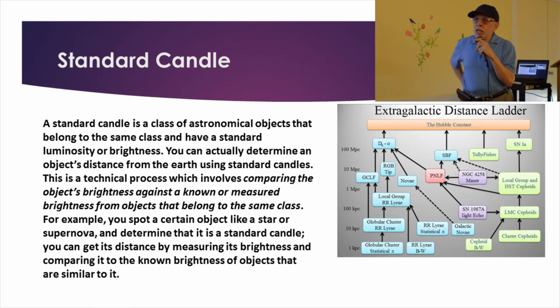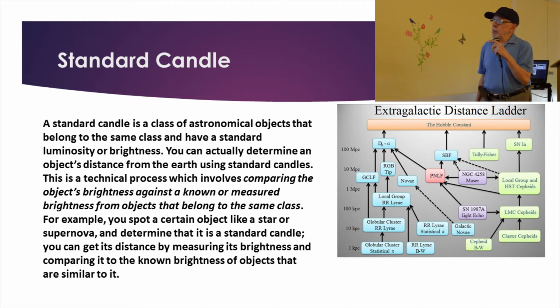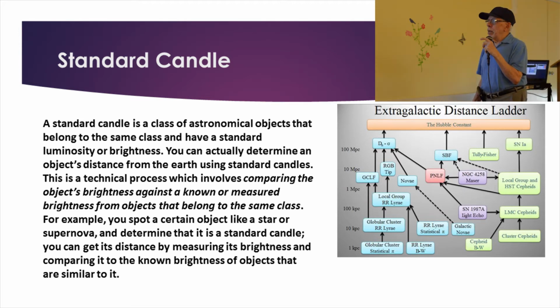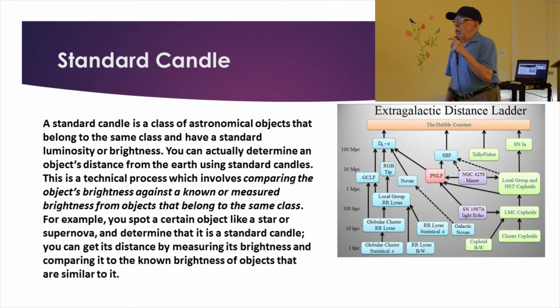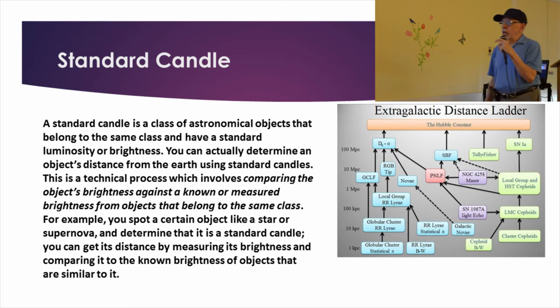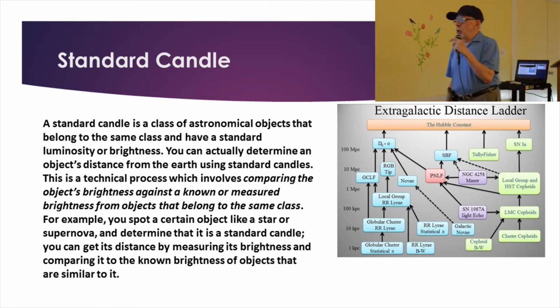So if we have something called the standard candle, that simply means that we have a standard luminosity or brightness for a star of a given temperature and type, a chemical type, okay? So we compare the object's brightness against a known or measured brightness from objects that belong to the same class. So if you spot a certain object like a star or supernova and determine that it is a standard candle, you can get its distance by measuring its brightness and comparing it to the known brightness of objects similar to it.